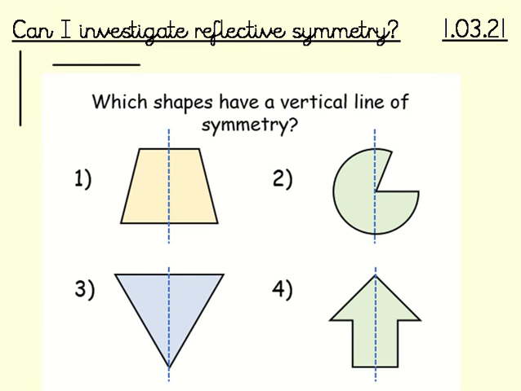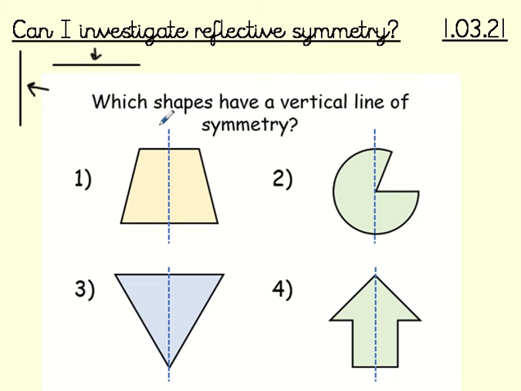And I remember it like you're looking at the horizon, the sun setting on the horizon, which is this one, horizontal, and vertical, which is this one, upright. So have a think, pause the video. Which shapes have a vertical line of symmetry? Play the video once you're ready to find out the answers.